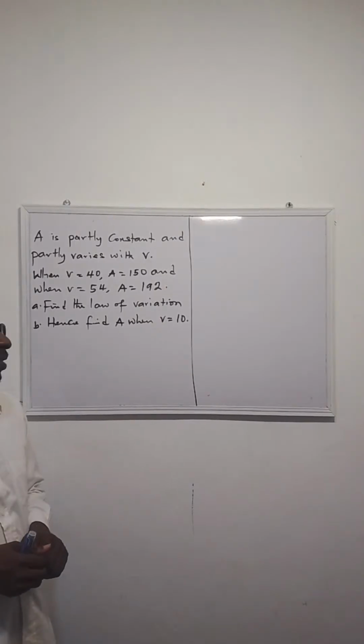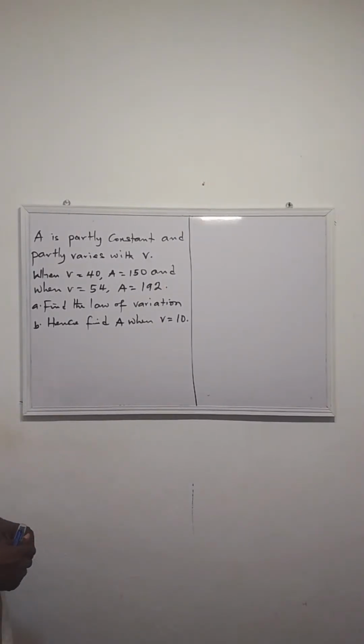All right. So now let's look at the problem here. A is partly constant and partly varies with B. When B is 40, A is 150, and when B is 54, A is 192. Now the question says find the law of variation, and hence find A when B is 10. All right, so now let's solve the problem.